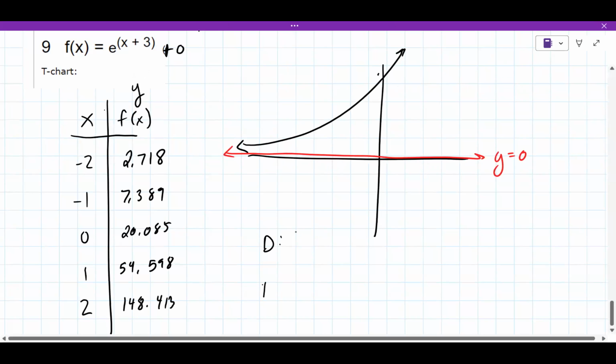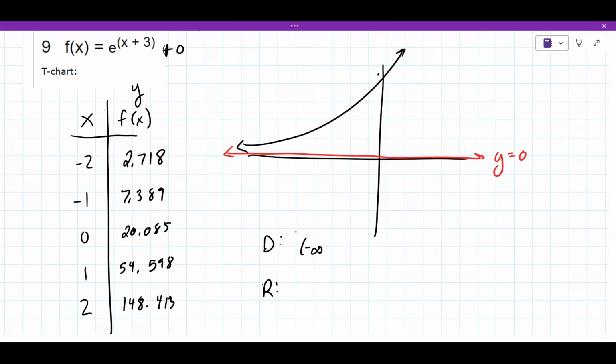Go ahead and give me the domain and the range, please. Okay. Domain is negative infinity to positive infinity. Good. In the range, it's going to be negative infinity to. Hold on, I forgot the asymptote. Okay, there we go. This one's different than the last one, so maybe.